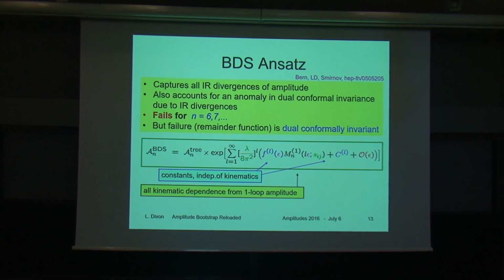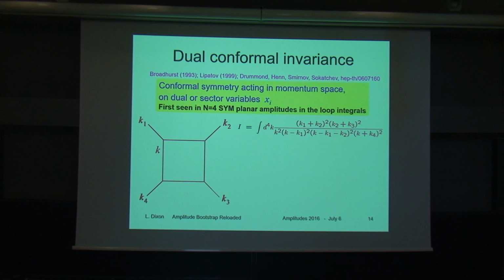It's the tree amplitude times an exponential involving the powers of the coupling and certain constants, including the cusp anomalous dimension, which is buried in here, times the full one-loop amplitude. So that depends on all the Mandelstam variables and also on the dimensional regularization parameter. And this was motivated by the infrared structure of QCD amplitudes and form factors. But basically, when you divide this out, you get a nice function left over that has dual conformal invariance.